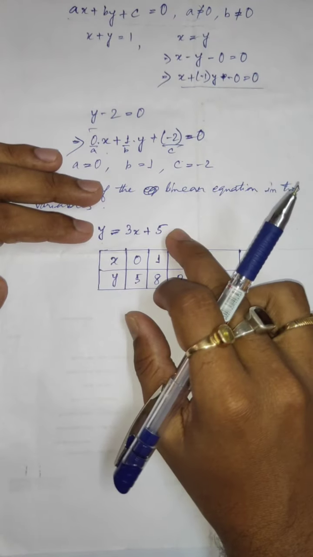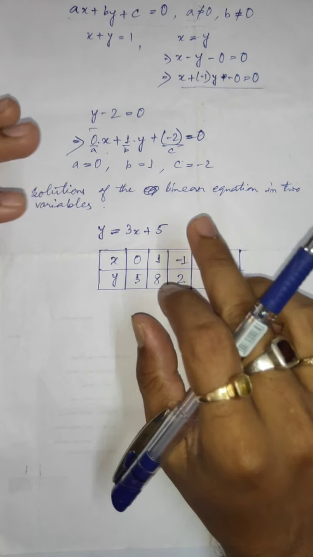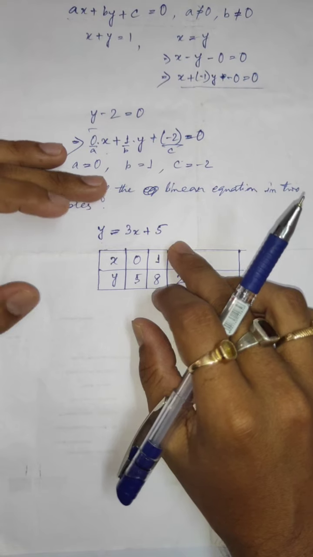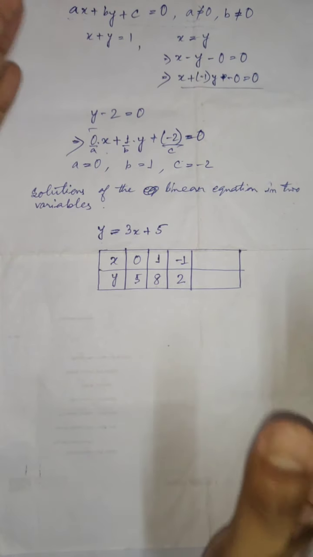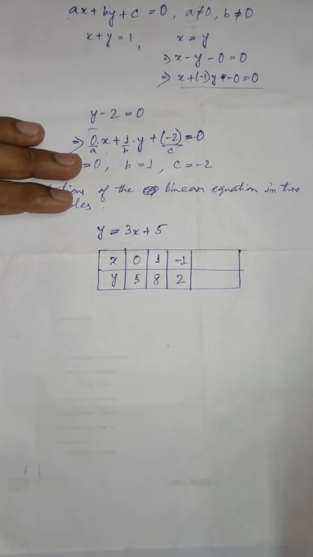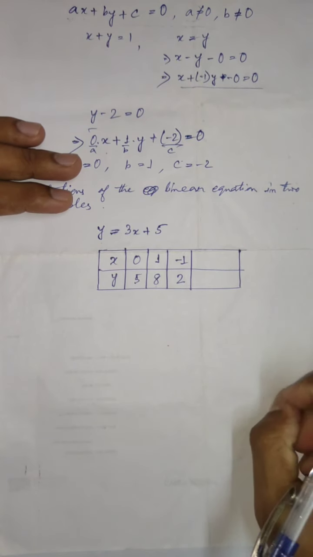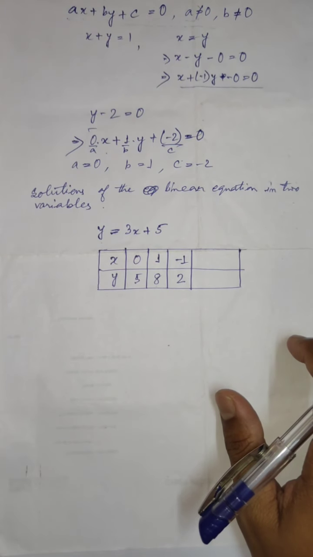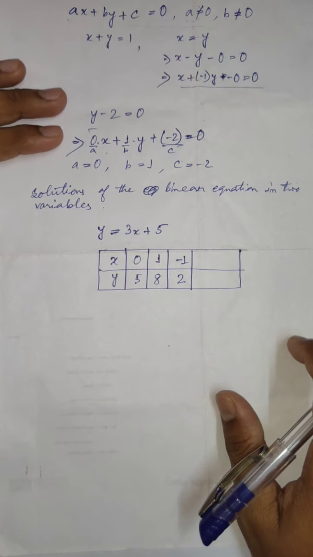Suppose when we draw a linear equation in one variable or linear equations in two variables in a Cartesian plane, we shall always obtain a straight line. Okay, and these points will be available on that straight line. So in this way, every linear equation in two variables has infinitely many solutions.